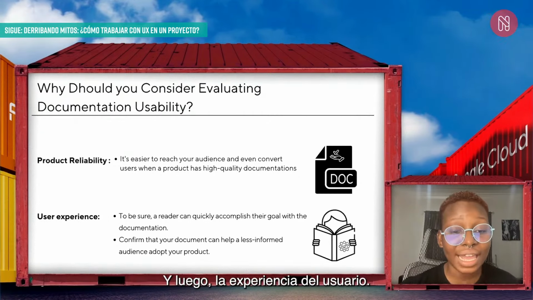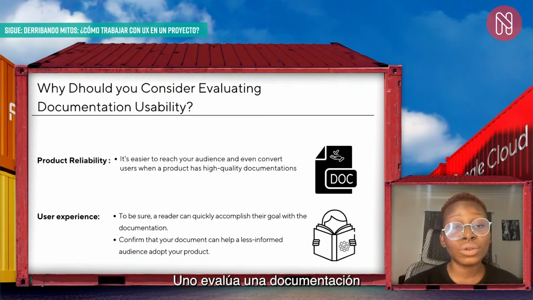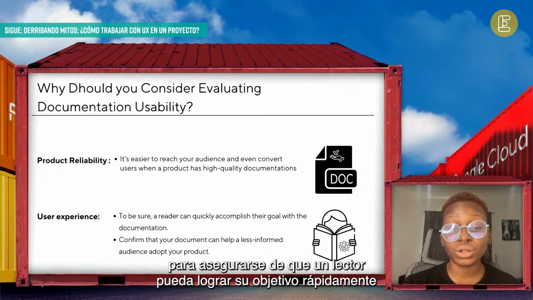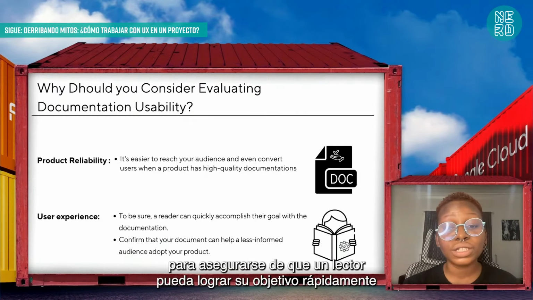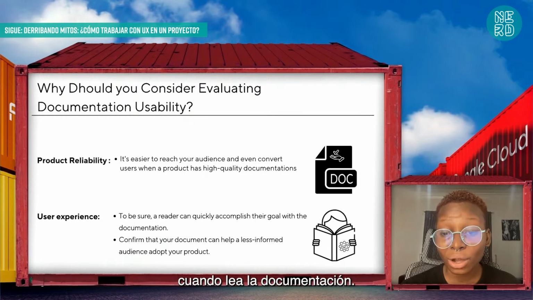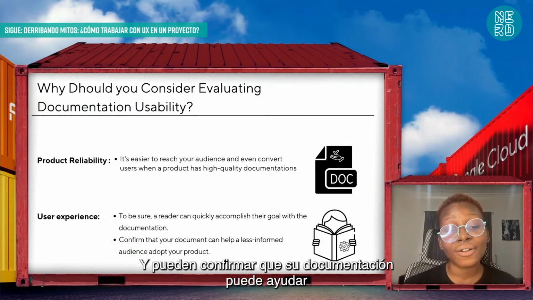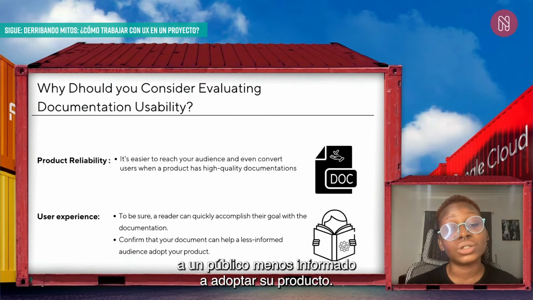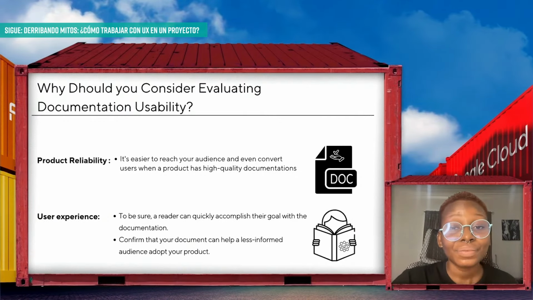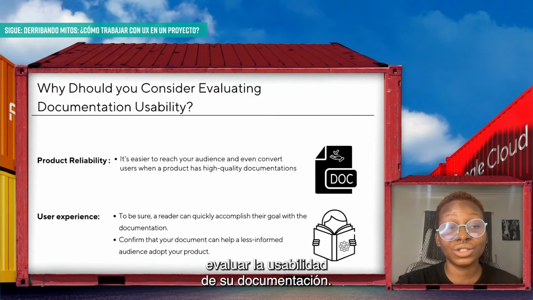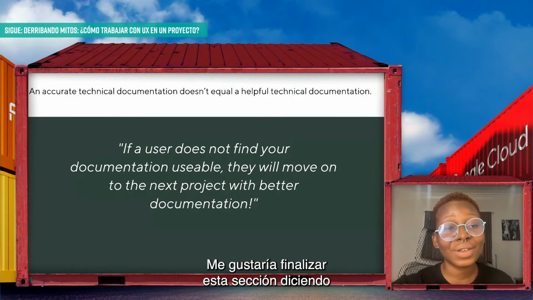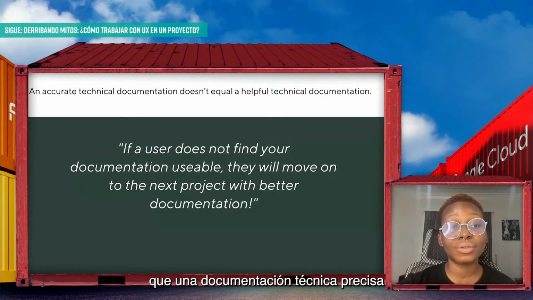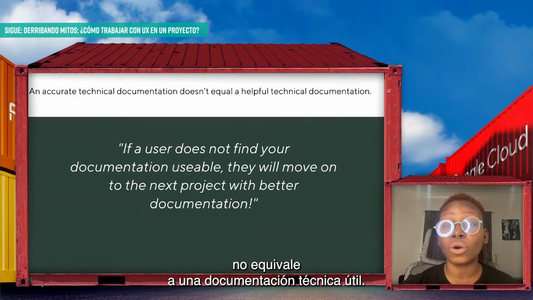And then the user experience. You evaluate your documentation to be sure that a reader can quickly accomplish their goal when coming to your documentation, and you can confirm that your documentation can help a less informed audience to adopt your product. And all of these are things that should prompt you to consider evaluating your documentation's usability.